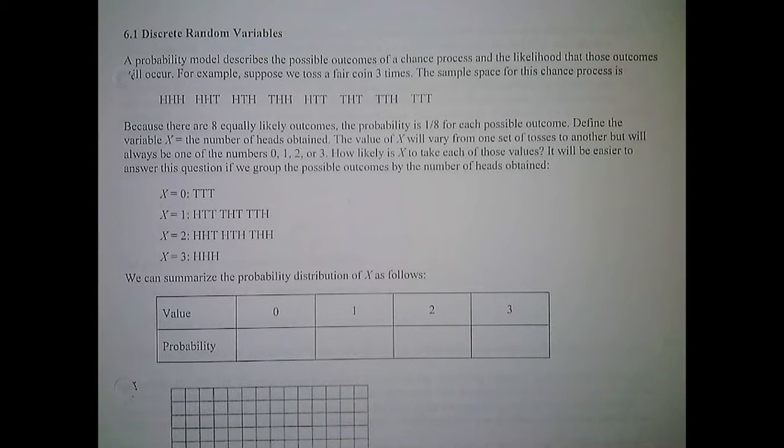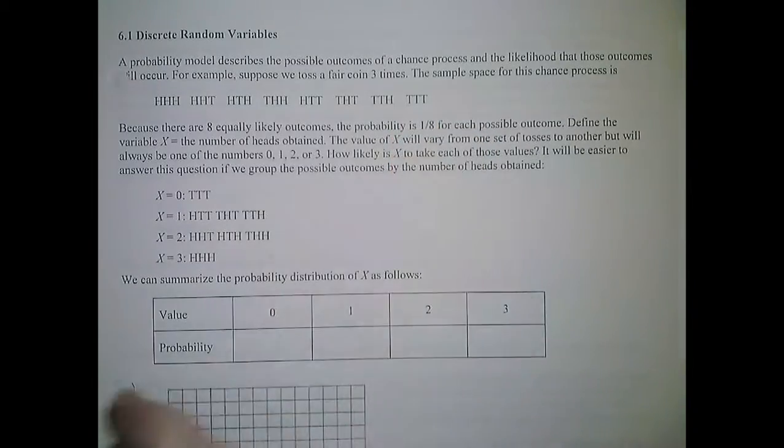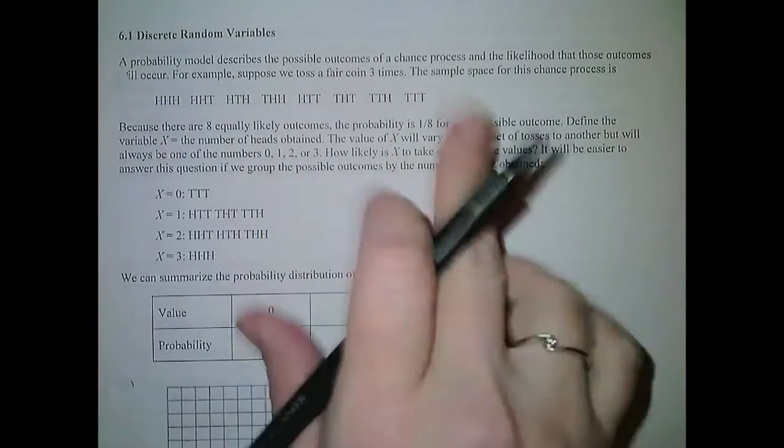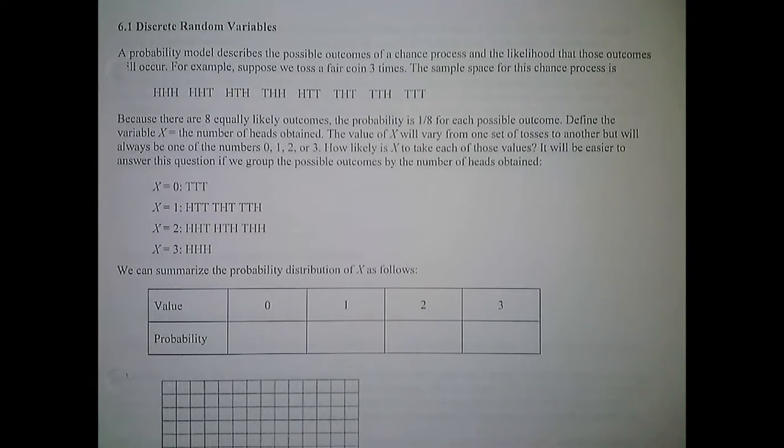So for example, in the last unit, we looked at the possible outcomes for tossing a fair coin 3 times. We actually used a tree diagram to come up with all of those possibilities. So the sample space for that chance process has 8 different possible outcomes. We have anything from 3 heads to 3 tails and every combination in between. Because there are 8 equally likely outcomes, the probability of each one of the outcomes is 1/8.